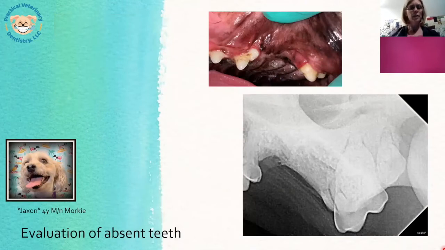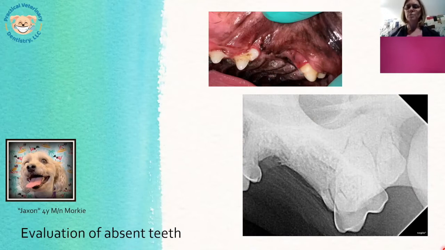Another good use that I found for the cone beam CT is evaluating absent teeth. So we've got Jackson here. He is a 4-year-old Morkie, which I assume is a Maltese Yorkie mix. He's pretty darn cute. But he's missing his upper fourth premolar, and we don't know exactly when or who extracted it. But radiographically, you look at it and go, okay, that looks pretty okay. I'm not seeing much. Don't see any draining tracts. I don't see any problems in this area.